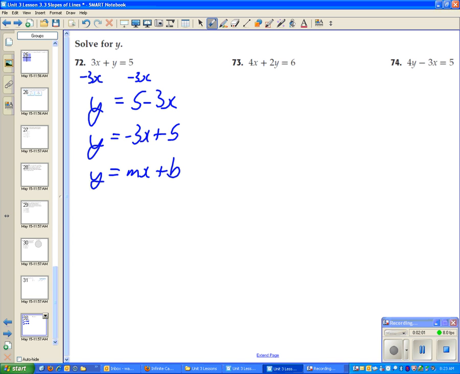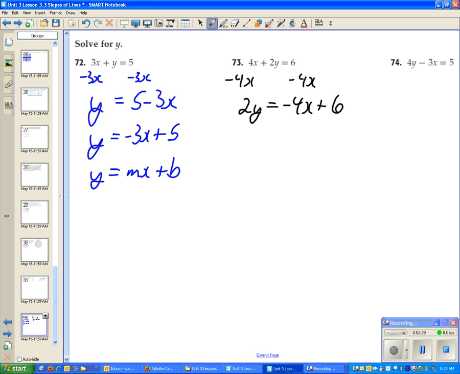You did this last year, didn't you? Okay, I thought you did. All right. So look at 73 then. First, let's get the y term by itself. So we subtract 4x from both sides. So we'll get 2y equals negative 4x plus 6. And now we're going to divide both sides by 2.